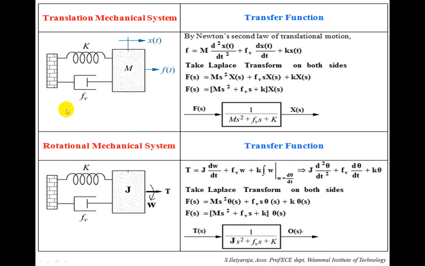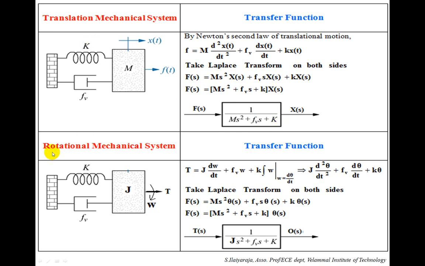The next one, the transfer function of a translational mechanical system. You have a damper, spring, and mass, and the force is acting here. So by Newton's second law of translational motion, we can write F equal to m d square x by dt square plus f dx by dt plus k x of t. Now take Laplace transform on both sides. F of s equal to m s square X of s plus f v s X of s plus k X of s, and F of s equal to (m s square plus f v s plus k) into X of s, and the transfer function can be written as 1 by (m s square plus f v s plus k).